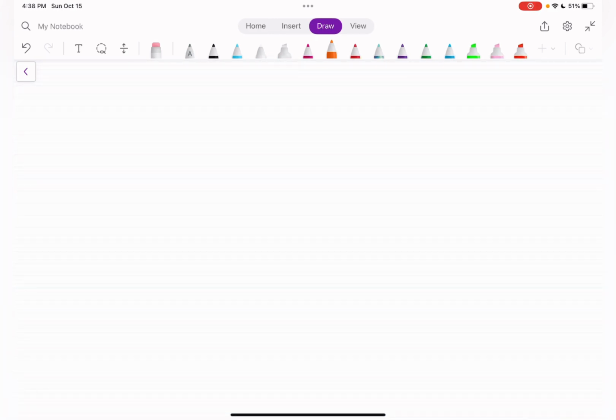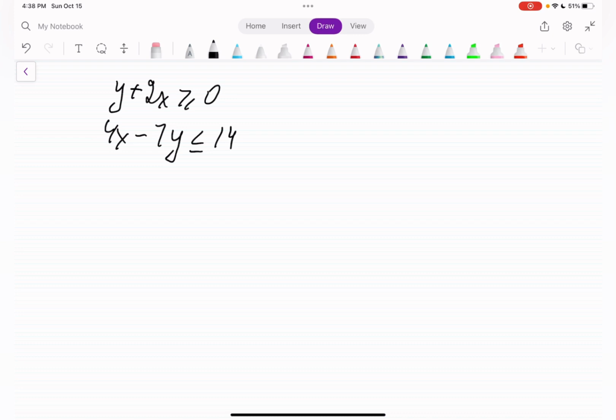So we have y plus 2x greater than or equal to 0. We have 4x minus 7y less than or equal to 14. And we have y less than or equal to 5. Okay, so let's graph it. So for the first one, I'm going to rewrite in the format y equals mx plus b.